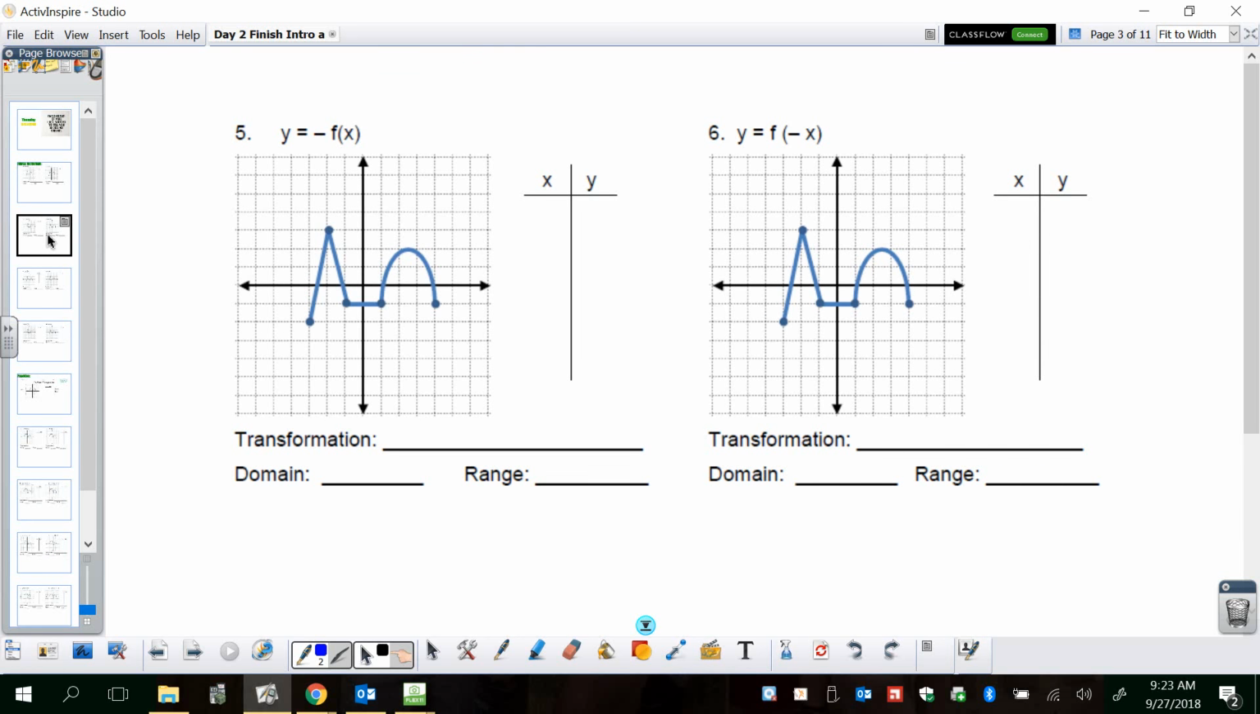Okay, so yesterday we did number 5 and it flipped, you remember, this way. And it flipped upside down. What do you think is going to happen to number 6? It's going to flip this way. It's going to flip sideways. So we're going to do the same thing we did here.